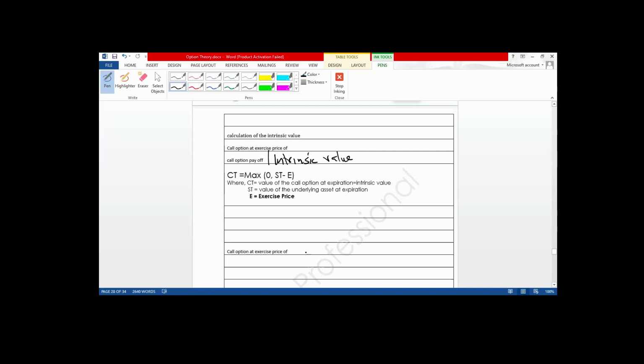At exercise price of 280. You are given two exercise prices. You are going to take the first one, then the second one. Your share price will not change. Share price is 287 kobo.